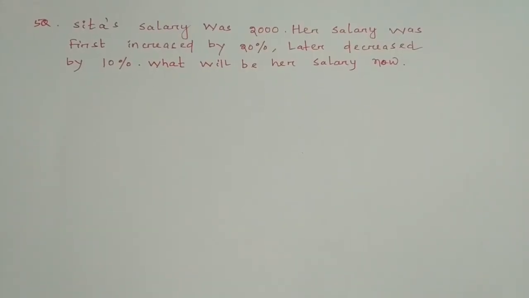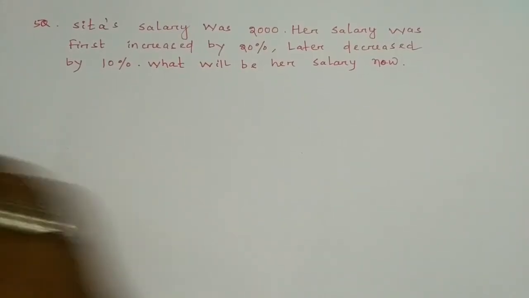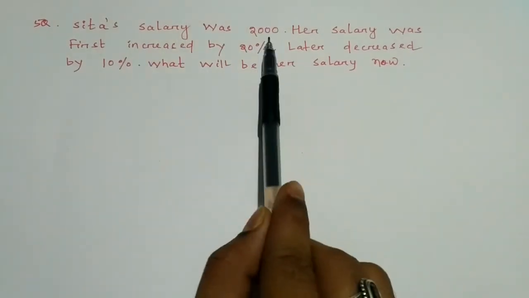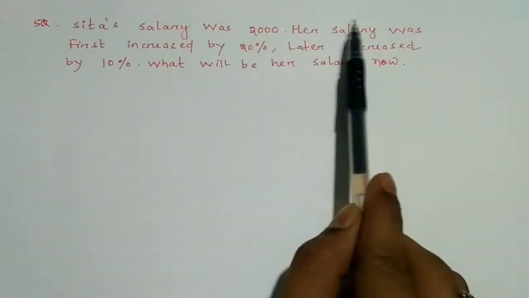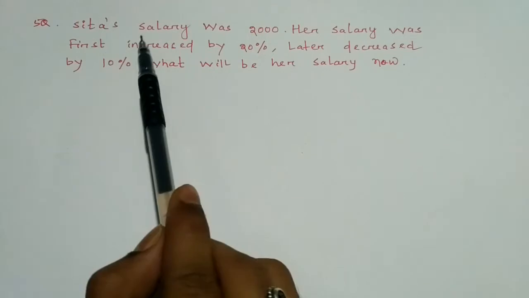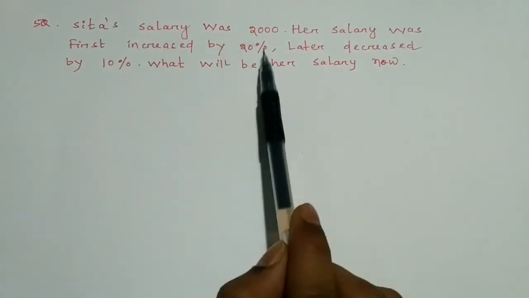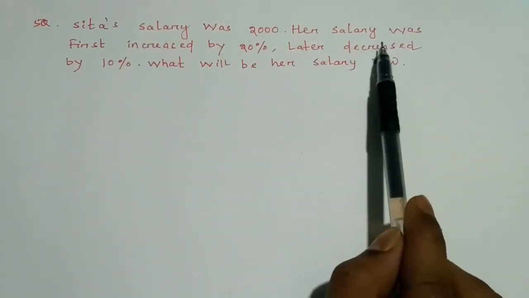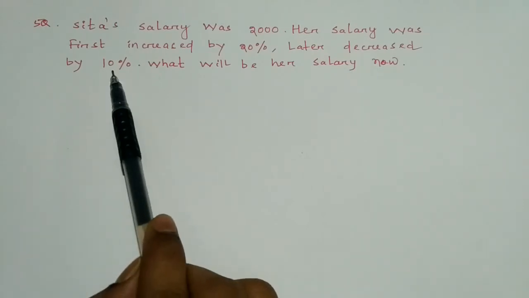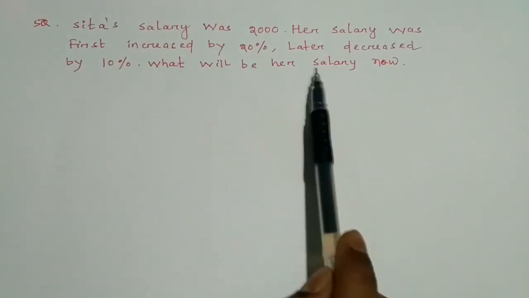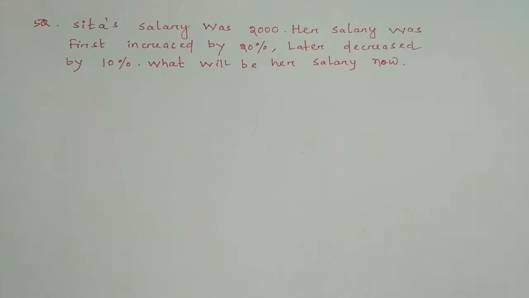Here is your question number 5. Sita's salary was 2000 rupees. Her salary was first increased by 20%, later decreased by 10%. What will be her salary now? This type of calculation can be done through steps.